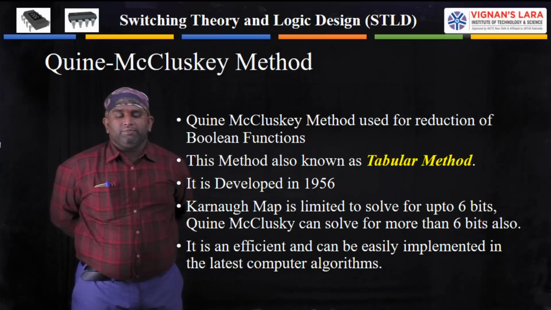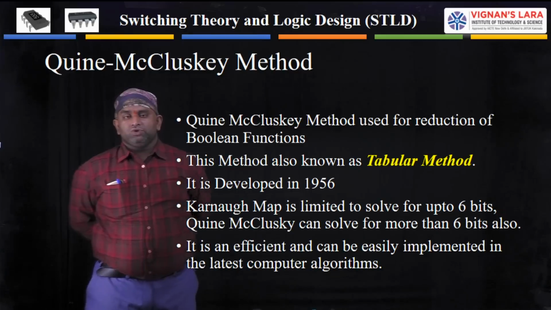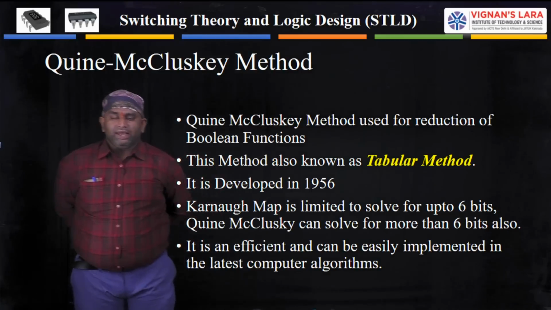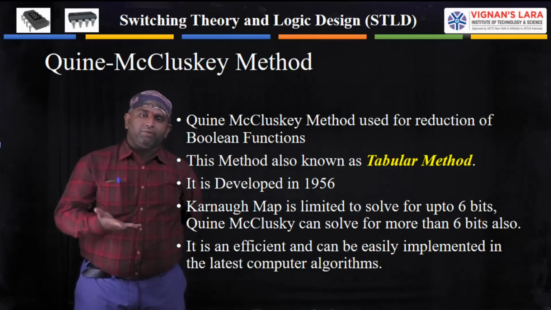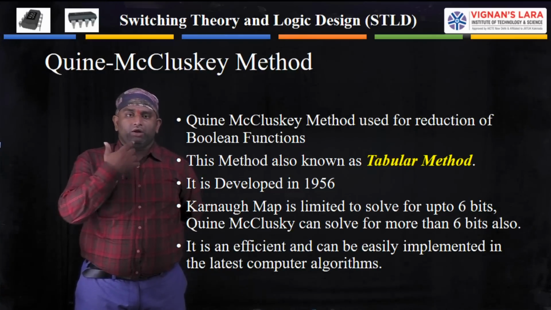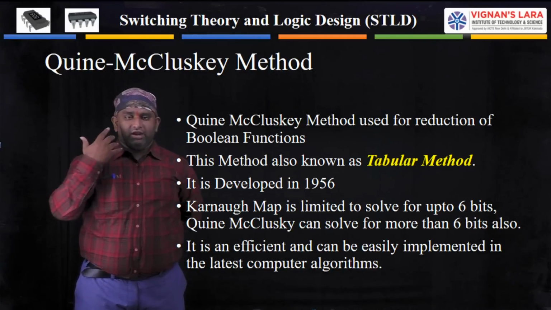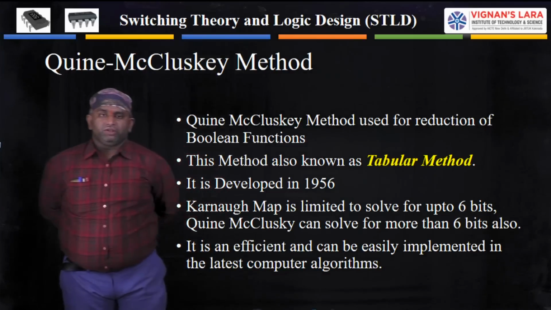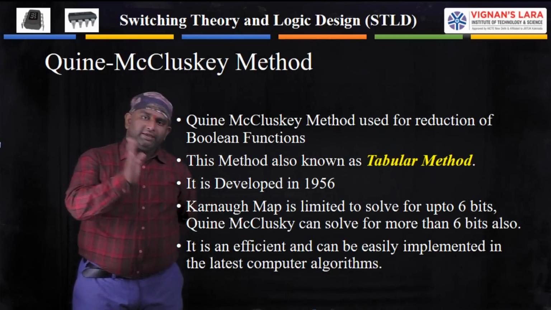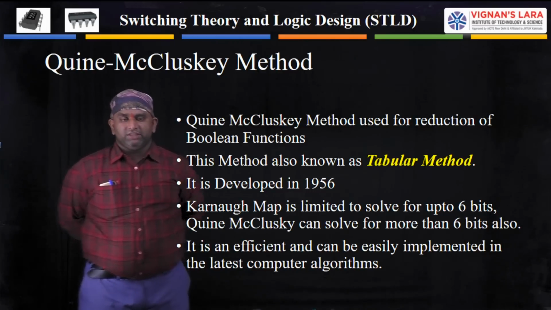The K-map is limited up to 6 variables only. After 6 variables, we cannot form a K-map. Even if you form the K-map, you cannot group, because we have a lot of groups and a lot of confusion in the 6 variable K-map. So if you want to apply a reduction algorithm for more than 6 variables, then we are going to use this type of method.